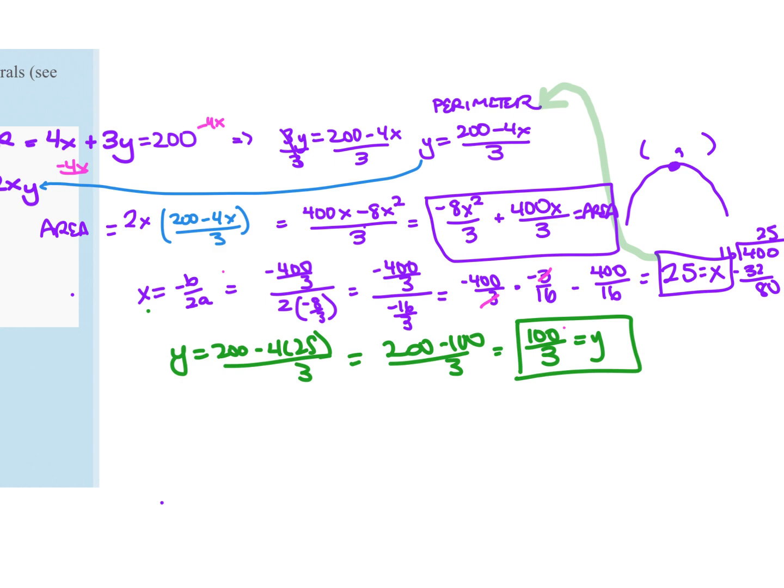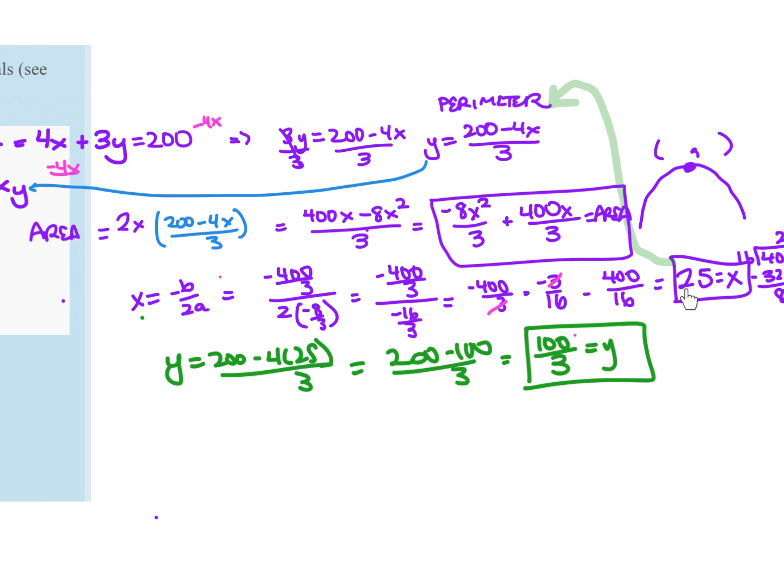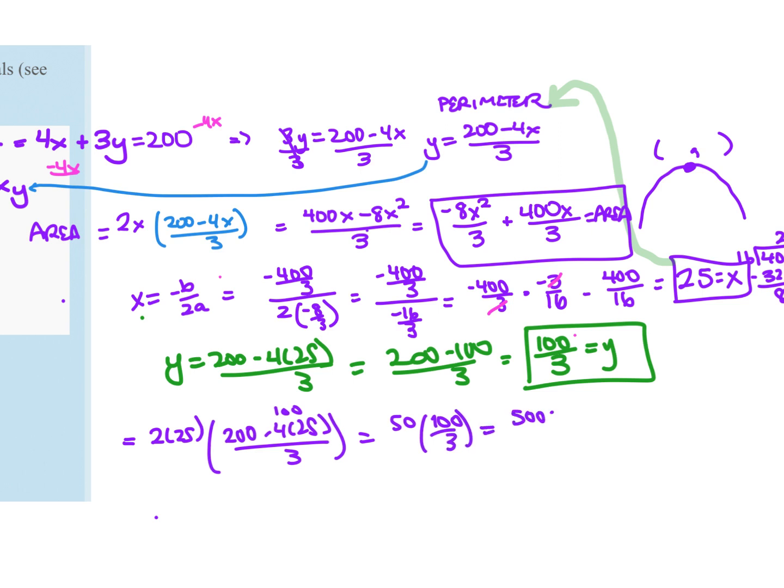Okay, that equals our area. Now we have our dimensions. We have x is 25. We have y is 100 over 3. Let's actually solve for the area. So what we're going to do is plug in our x value into the area formula, and we can solve for our actual area, the total area. So 2 times 25, times 200 minus 4 times 25 over 3. So 50, and then this is 100 here. So 200 minus 100 is 100 over 3. So this is 5,000 over 3, and it would be feet squared. So that is our area.